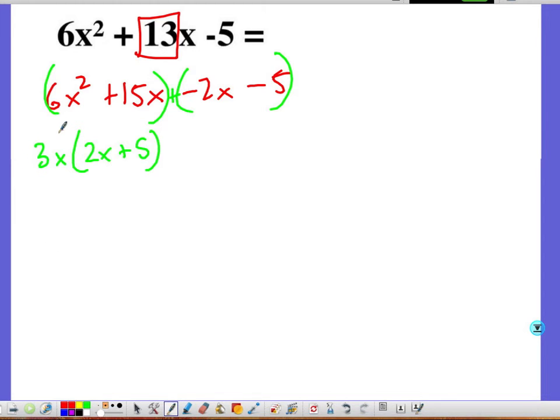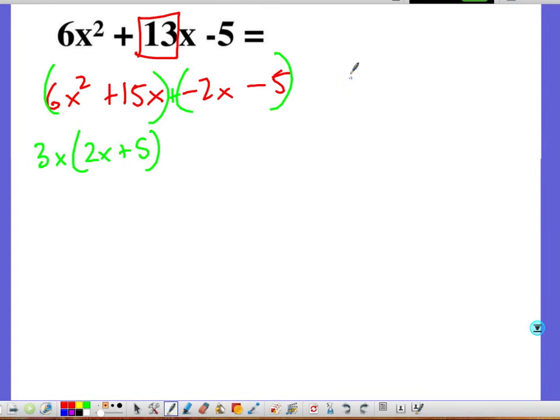Now, how do I know if I did this correct? Well, you can basically just distribute the 3x. 3x times 2x is going to be 6x squared, and then 3x times 5 gives me 15x, which is exactly what I have here. So if those are the same, you know you did it correct. Here, what I want to do is see what can I take out from negative 2x minus 5.